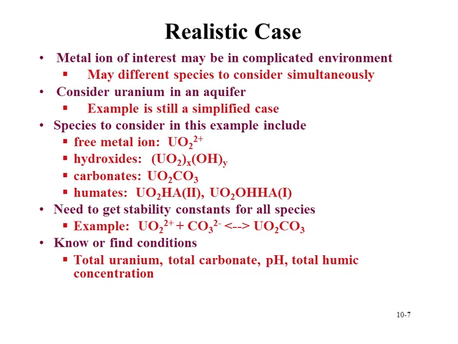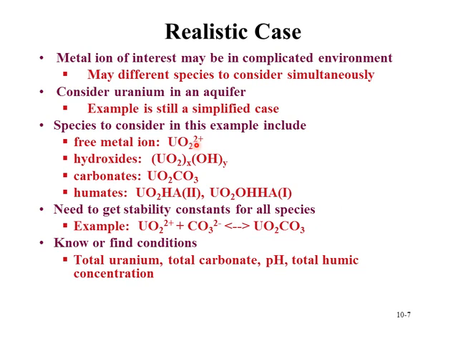Now let's try to evaluate a more realistic case. In this more realistic case, the metal ion of interest may be in a complicated environment. There may be many different species to consider simultaneously. So as an example, consider the speciation of uranium in an aquifer. And even in this case, we're going to make it pretty simple on ourselves. What we're going to do is limit the species that we're interested in, that we're going to calculate for.